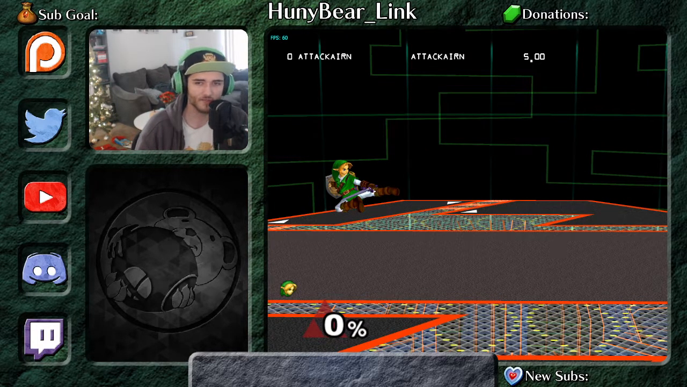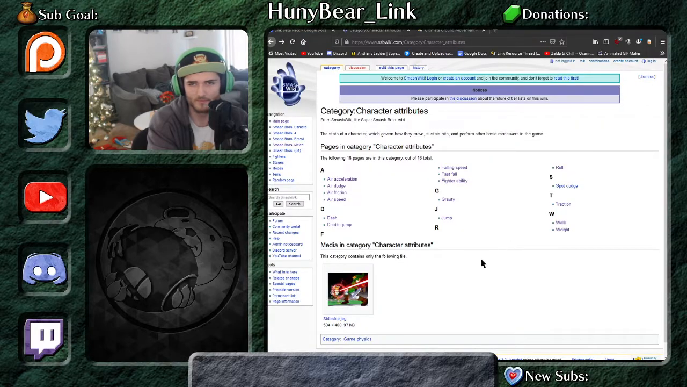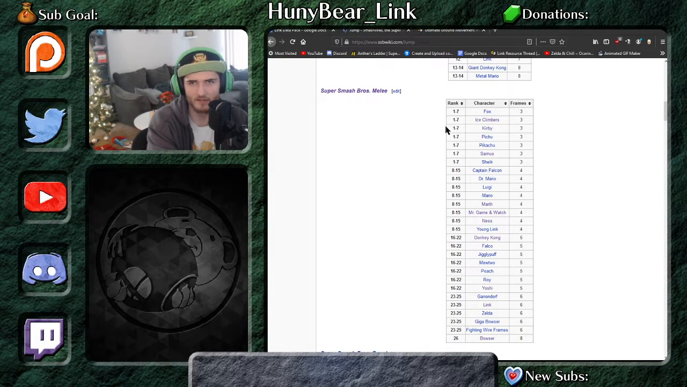Now, comparatively speaking, the majority of the cast has about 4 to 5 frames. That's the average. 3 frames is absurdly good. 6 frames is below average. Anything more than that, and the character's really bad. So if we go to attributes here, jump. Okay, you can see the characters' jump squats. So 3 frames here, and then all these guys got 4 frames, and then 5 frames. So between 4 and 5 frames is about where you want to be.